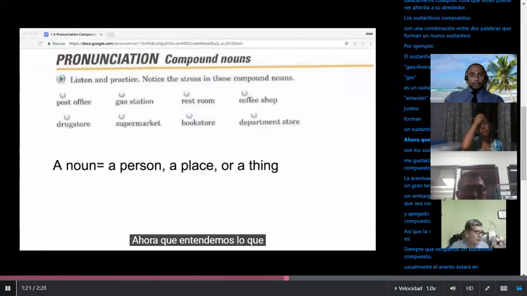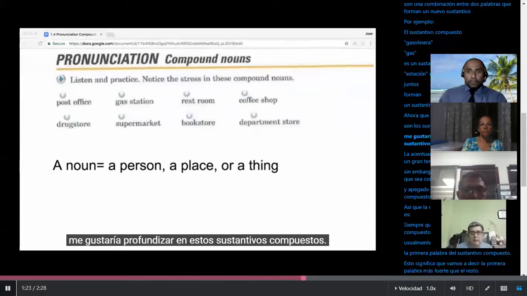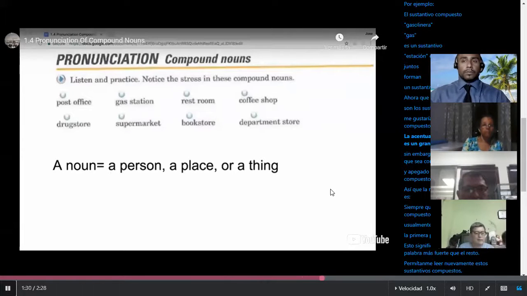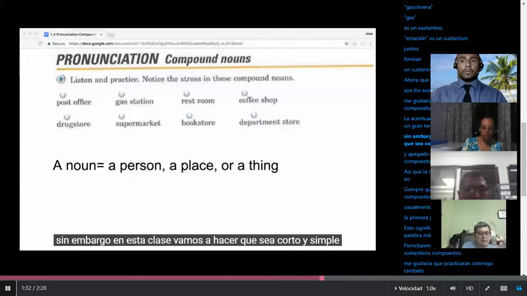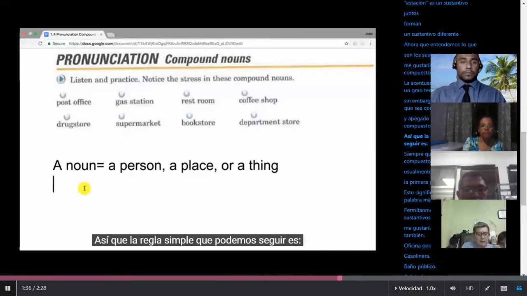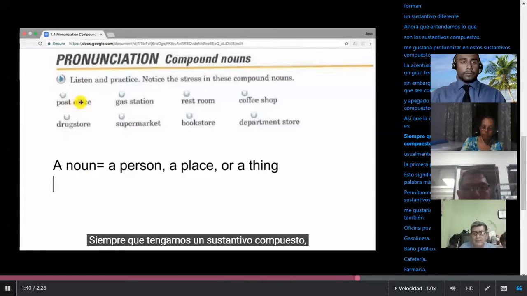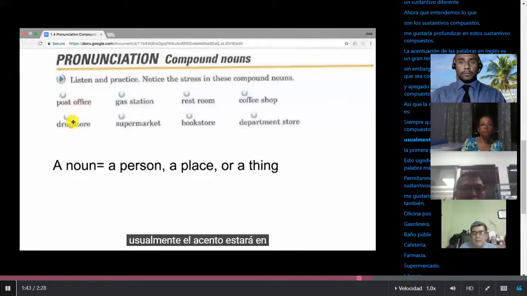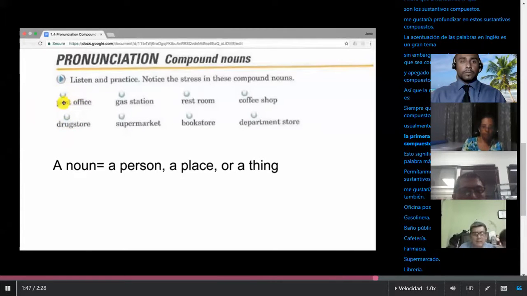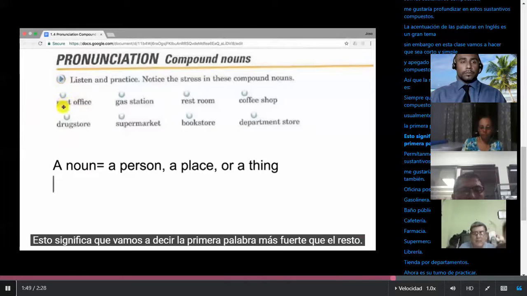Now that we understand what compound nouns are, I would like to dig into stress in these compound nouns. Stress in words in English is a big topic. However, in this class, we're going to make it short and simple and stick to compound nouns only. The simple rule is that whenever we have a compound noun, we usually stress the first word, or the first noun. This means that we're going to say the first word louder than the rest.